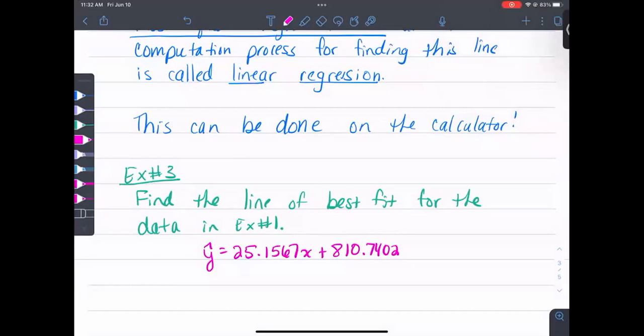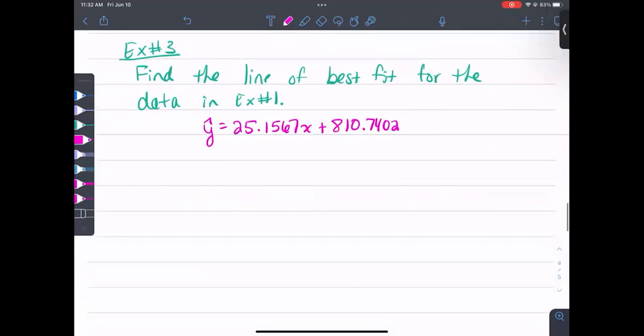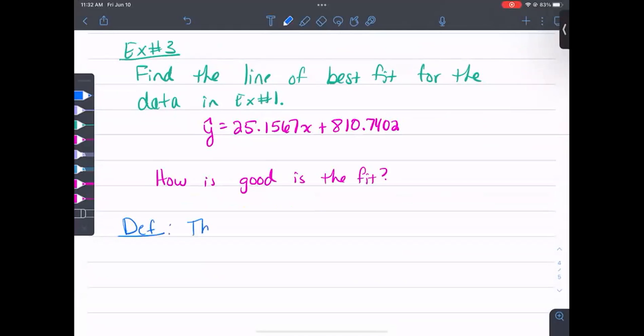Okay, so from my linear regression I did on the calculator, I wrote down this y hat. And the question I'm asking myself now is, how good is the fit? Is this a really, really good fit, or is it just the best we could come up with? So I'll give you one more definition here, something called the correlation coefficient. And this is that statistic I was talking about.